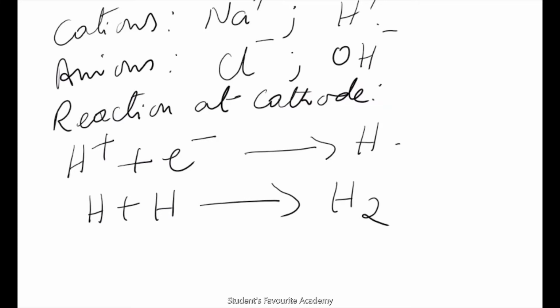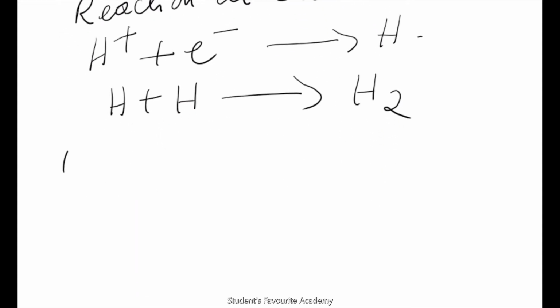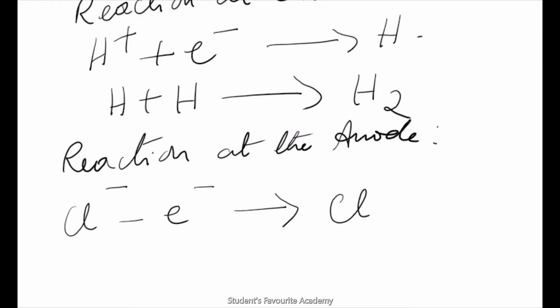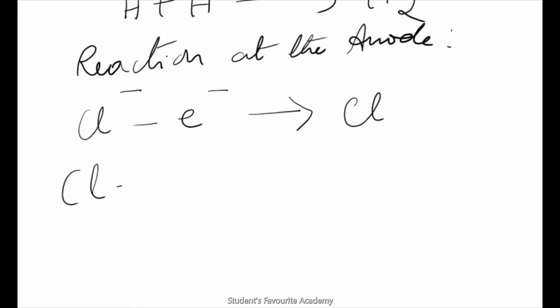Okay, and reaction at the anode. Now the chloride ion, that is Cl minus ion, loses one electron and forms a neutral chlorine atom, and two chlorine atoms combine forming chlorine gas. Okay, so this is how the questions are asked and this is how you have to answer.